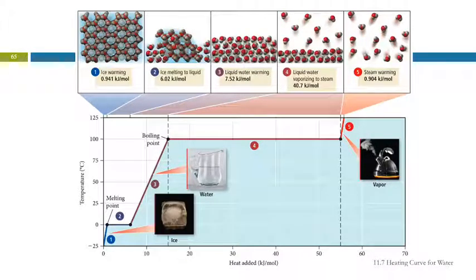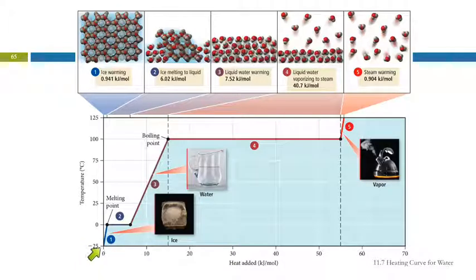So we've been talking about energy involved with state changes. So this is a heating curve for water. And what's shown here is starting with ice at minus 25 degrees, adding heat. And this is for 1 mole of water.